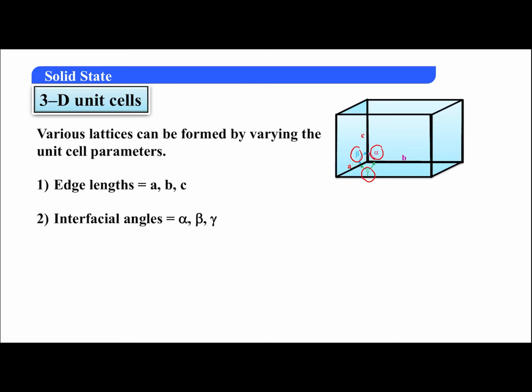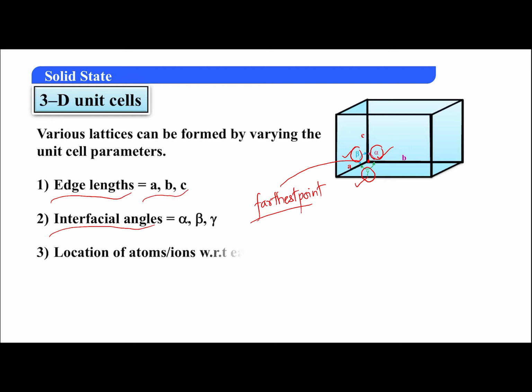We take the farthest point, generally, not compulsory, the point that is away from an observer, and the angle which is made anti-clockwise first is alpha, the next anti-clockwise is beta, and the next is called gamma. These are called interfacial angles. And the length parameters, length, breadth, height, are called A, B, C.